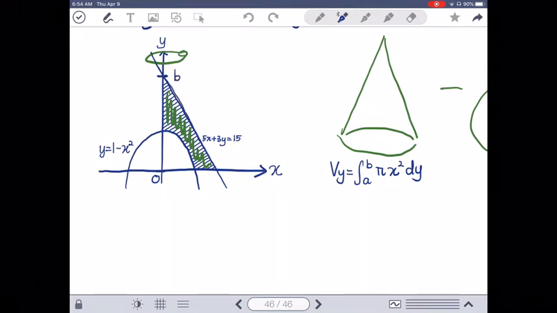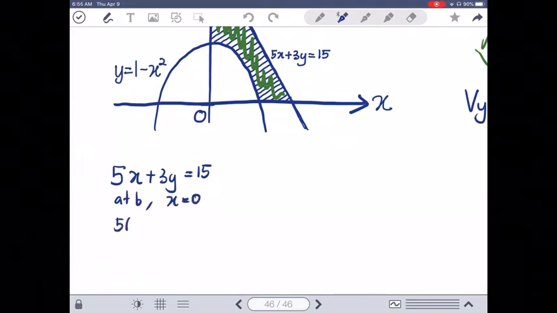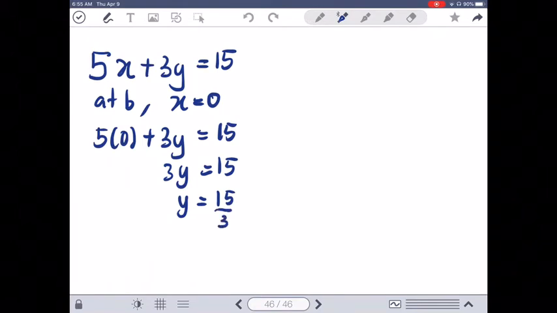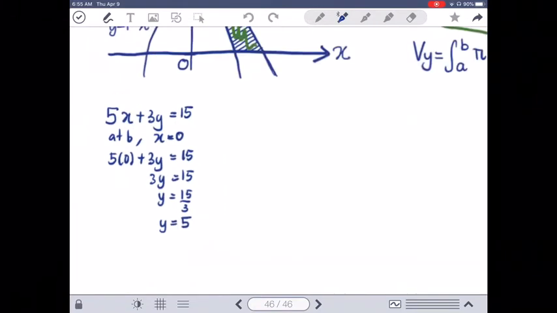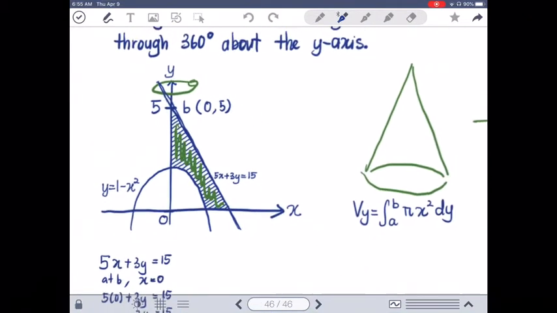So the point B lies on the straight line. So at the point B, coordinate of x is just equals to 0. Substitute x equals to 0 into this equation. We will rearrange and get the corresponding coordinate of y. So 5x plus 3y equals to 15. At B, x is equals to 0. Therefore, we have 5 times 0 plus 3y equals to 15. 3y is just equals to 15. Y is just equals to 15 divided by 3. Therefore, y is just equals to 5. Which means that coordinate of B is just equals to 0, 5. Which means that the height here is 5.